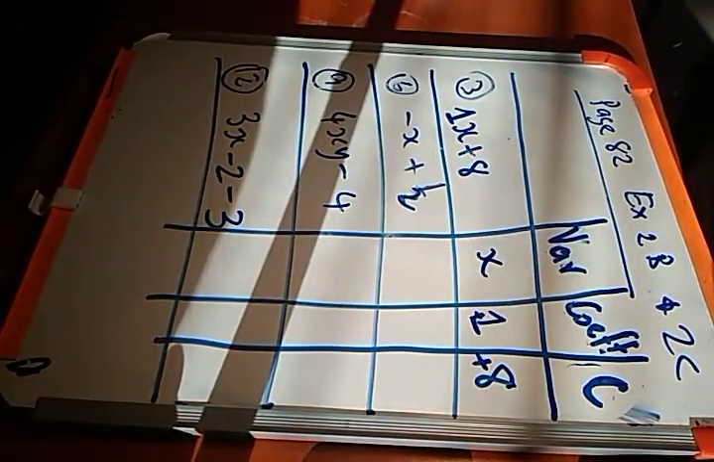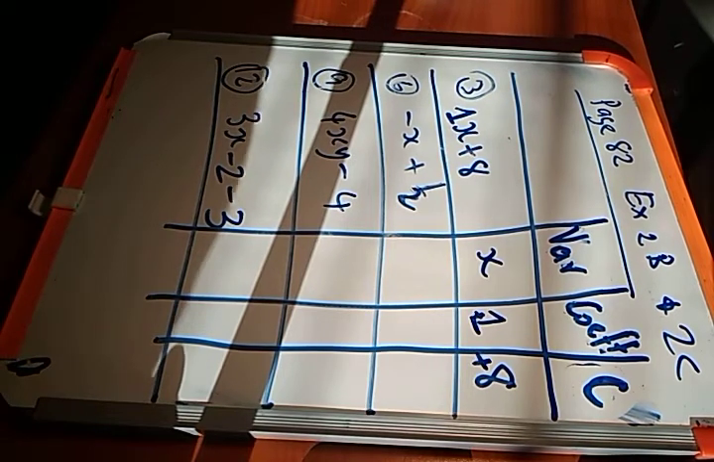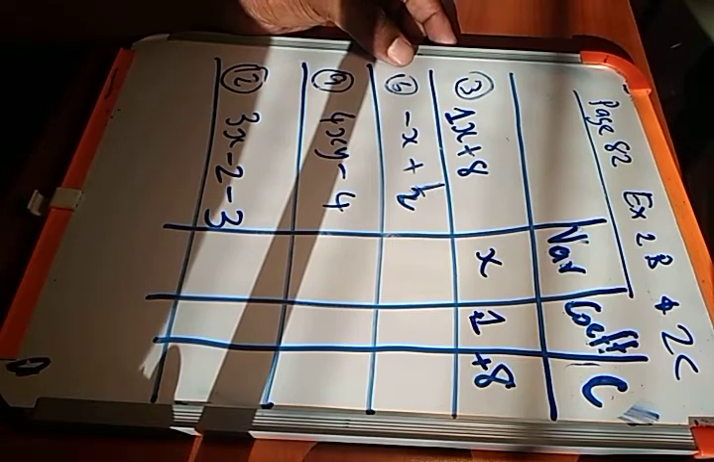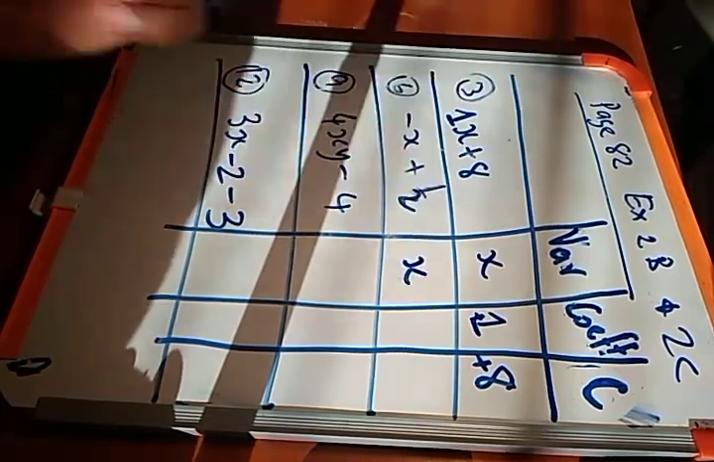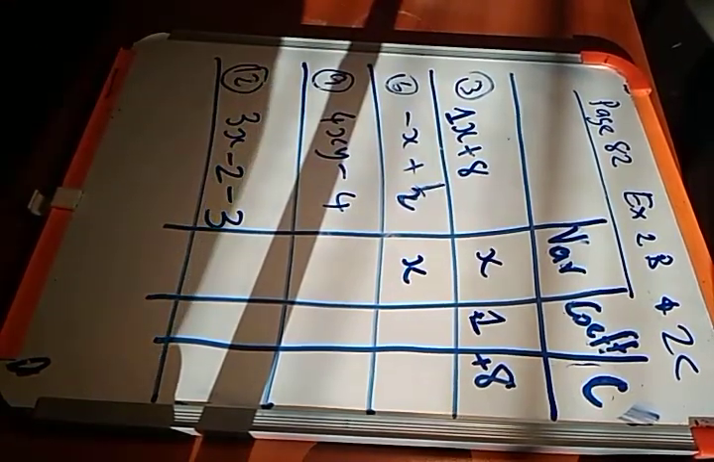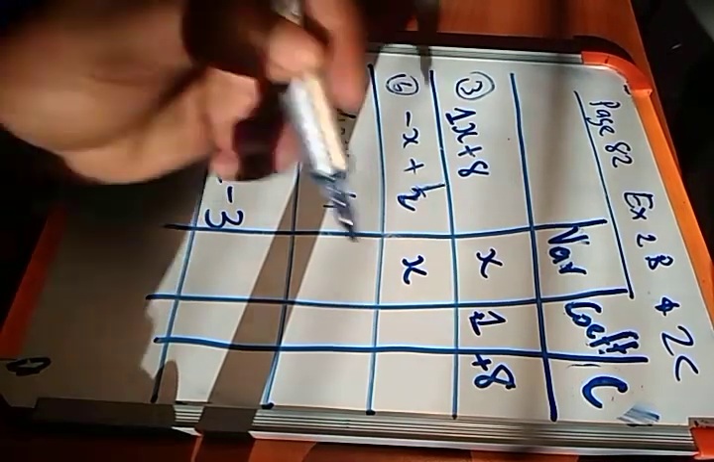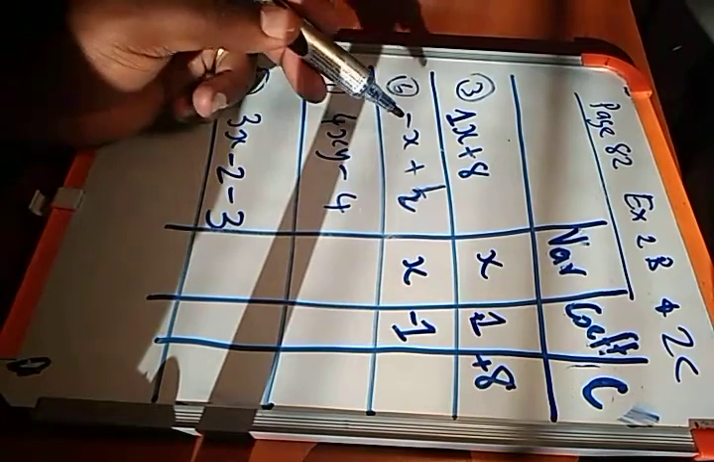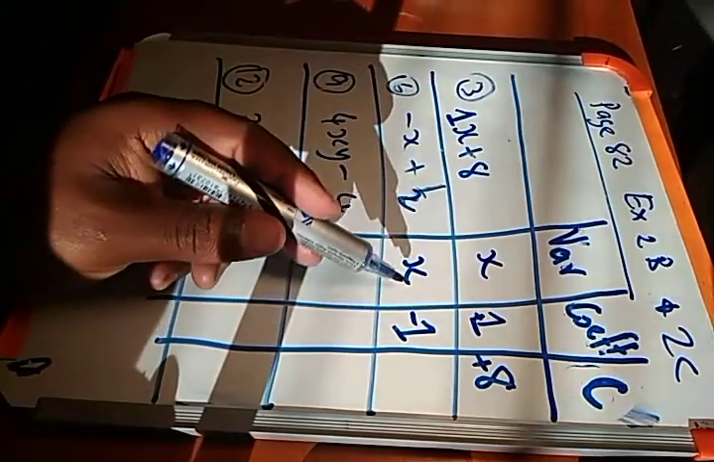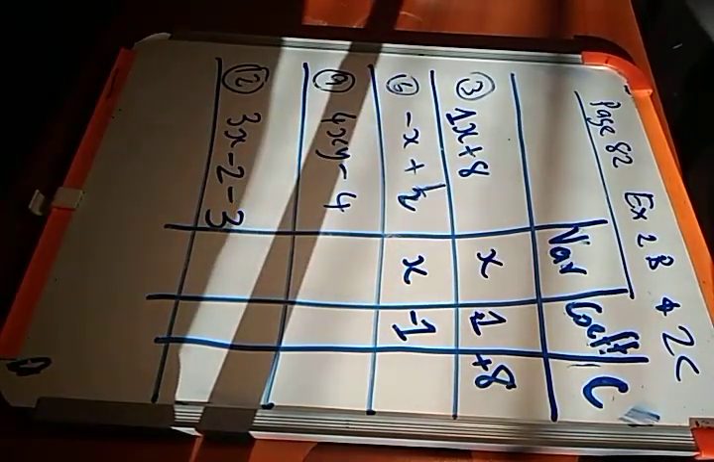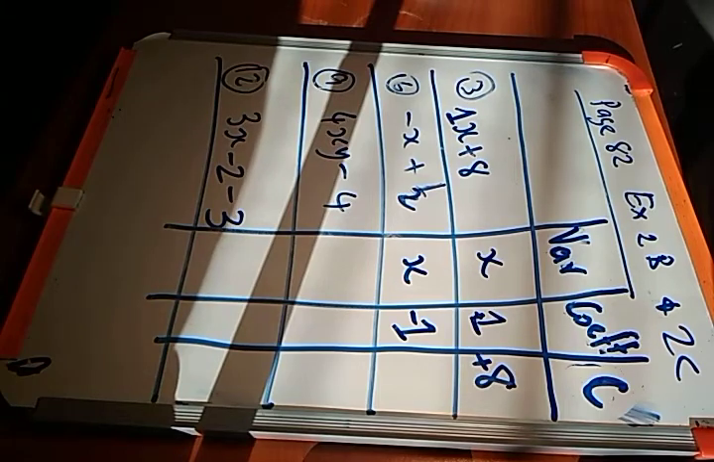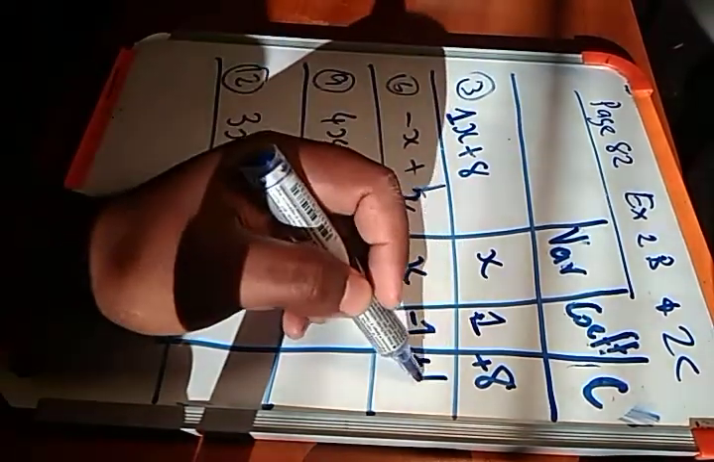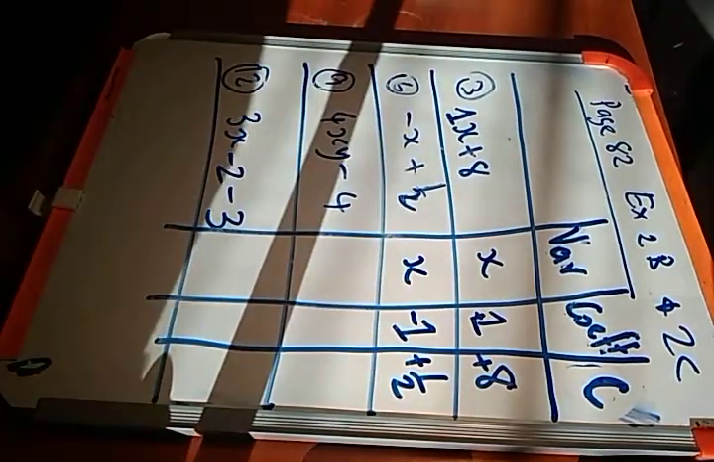If we go to the second one, the variable there is x again. It's not negative x, it's x. But the coefficient is going to be negative 1. Why? Because when we multiply x with negative 1, we're going to get the whole term. And then the constant is going to be plus a half.